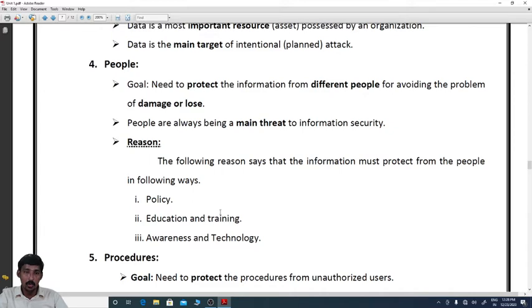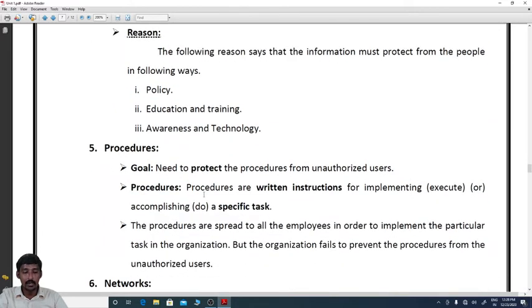That is one loophole. The second one is that we are unable to provide proper education and training, and we are also unable to provide proper awareness and technology. These are some of the reasons that information may be left unprotected, and we are going to protect it.